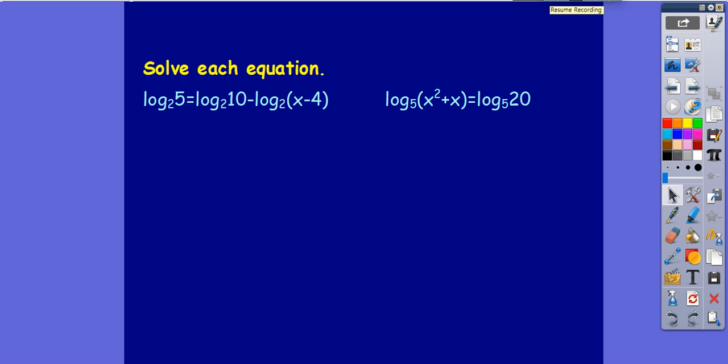These are a little different. Notice it's not just one log. There's logs on both sides. And so in order to solve these, you have to get a log base equals a log base. You can't have anything else.